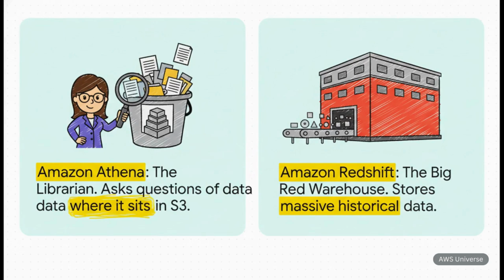So, you've got all this data. What do you do with it? Well, you could use Athena. Think of Athena as a librarian. It can go and read the data right where it lives, in those S3 buckets, and answer your questions on the spot. Or if you need to do some really deep, complex analysis, you can load everything into Redshift, the big red warehouse, built specifically for running huge reports on historical data.